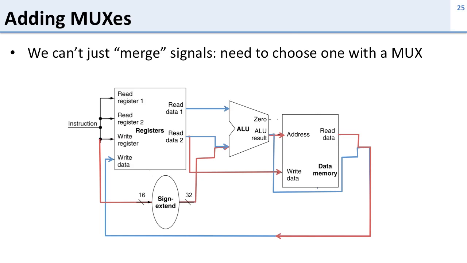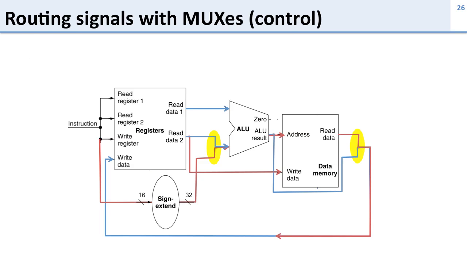So adding MUXes. If you look at what we have in this graph here, we can't just go in and merge wires together in these places. So we've got two places in our picture here where we have wires that just come together. And we can't just merge them like this because we get garbage signals. So we need to put in MUXes instead. So let's take a look at those MUXes.